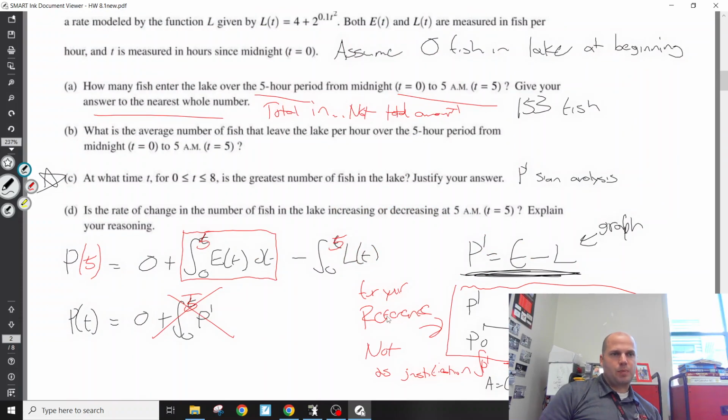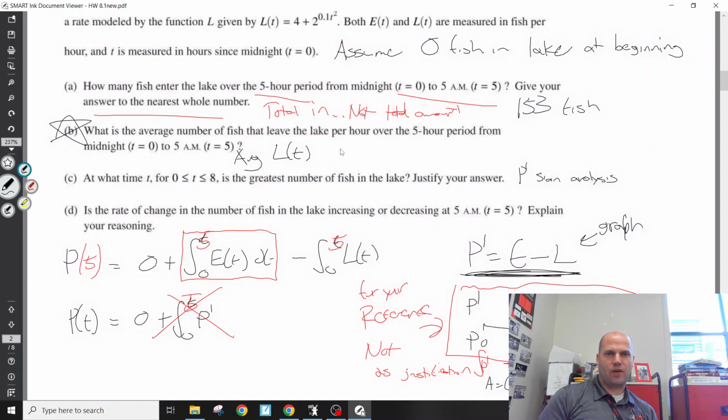Now to the trickier parts, part B and part D. Kind of not a part that you'll see all the time, but we're ready for it. What is the average number of fish that leave the lake per hour? Fish that leave the lake per hour is L of T. I'm trying to find the average L of T.